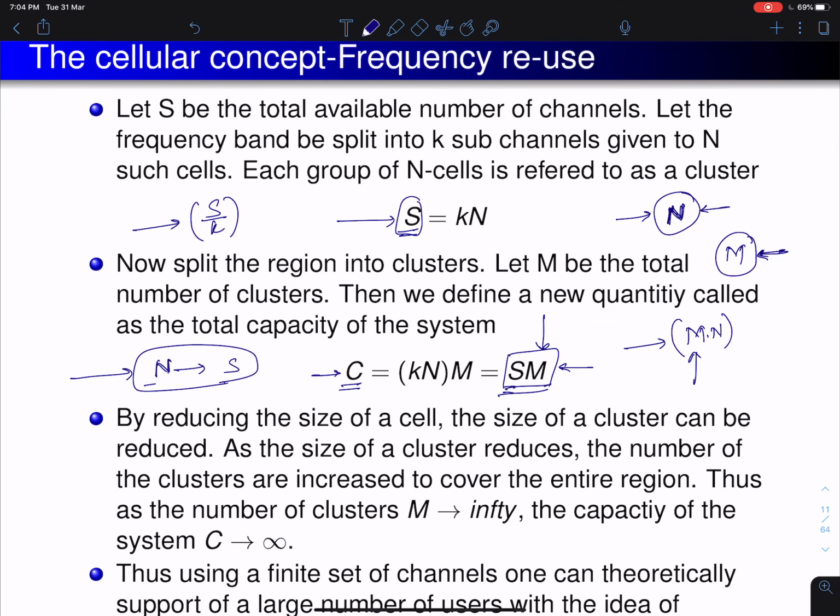All it says is, if I just increase the number of clusters, then I can actually increase the capacity significantly. If I make m tend to infinity, then S into m will also tend to infinity, C will also tend to infinity, which means the number of users I can support will become infinite. Let me remind you that we started with a finite number of channels. S is still finite. I just increased the number of clusters.